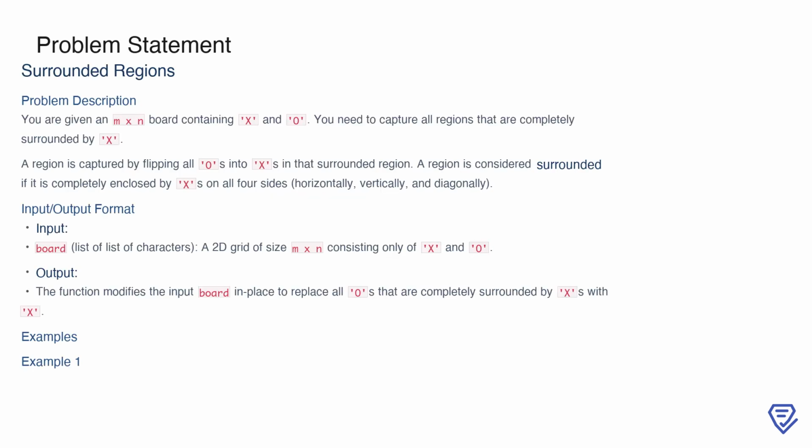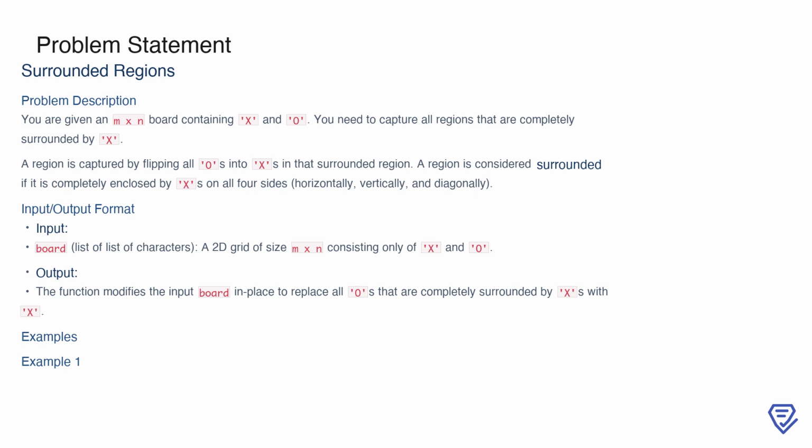In this problem, we are tasked with processing a 2D grid, or board, containing characters X and O. The goal is to identify regions of O's that are completely surrounded by X's, and then flip all the O's in those regions to X. A region is considered surrounded if it is enclosed by X's on all four sides, including diagonally. This means that any O that touches the boundary of the board or is connected to another O that touches the boundary will not be flipped. The function we implement will modify the board directly, making these changes in place.